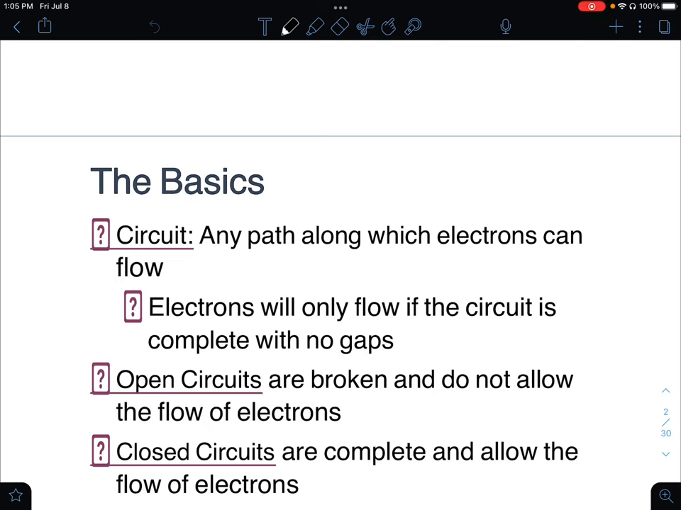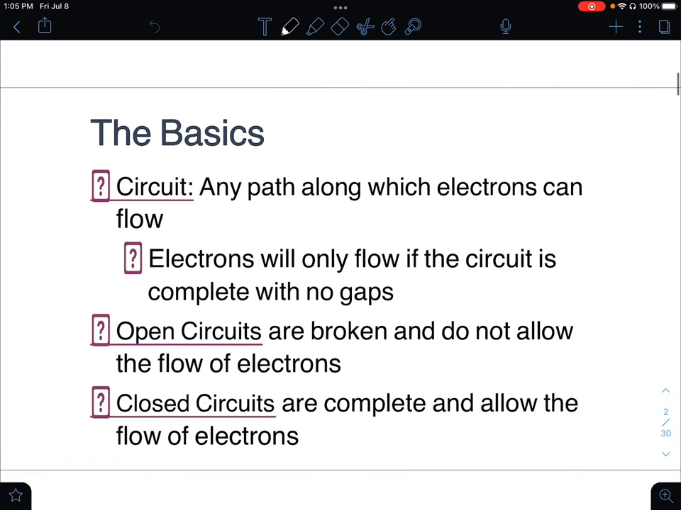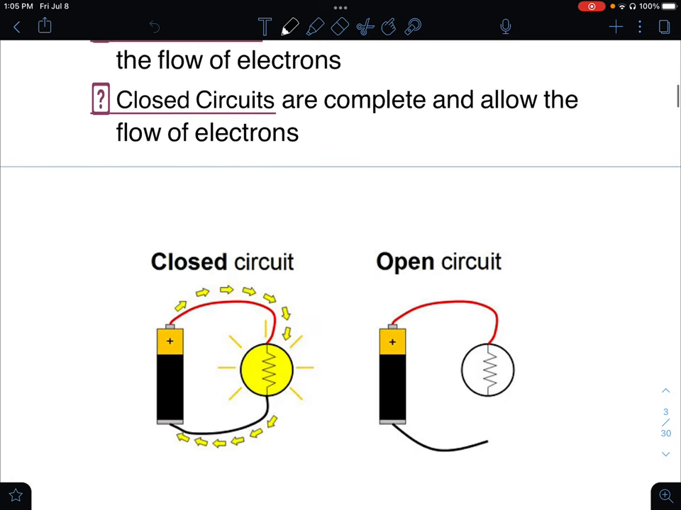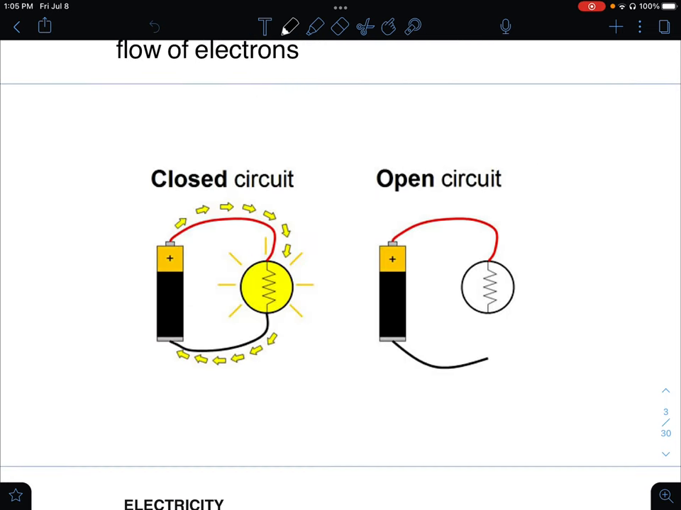Electrons will only flow if the circuit is complete with no gaps. Okay, so open circuits are broken and do not allow the flow of electrons, whereas closed circuits are complete and allow the flow of electrons. So in the next page or slide, we can see the difference between a closed circuit and an open circuit.